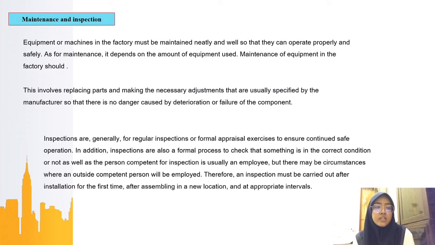Inspections are generally for regular inspection or formal exercise to ensure continuous safe operation. In addition, inspection is also a formal process to check that something is in the correct condition or not. The person competent for inspection is usually an employee, but there may be circumstances where an outside competent person will be employed. Therefore, an inspection must be carried out after installation for the first time, after assembling in the new location, and at appropriate intervals.